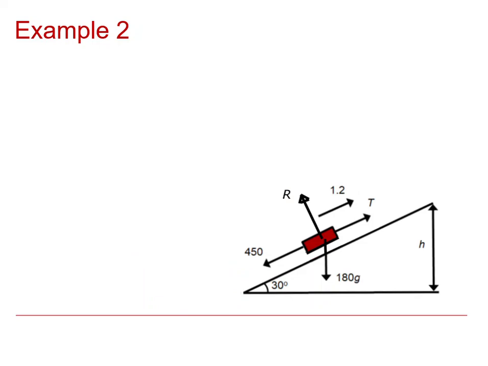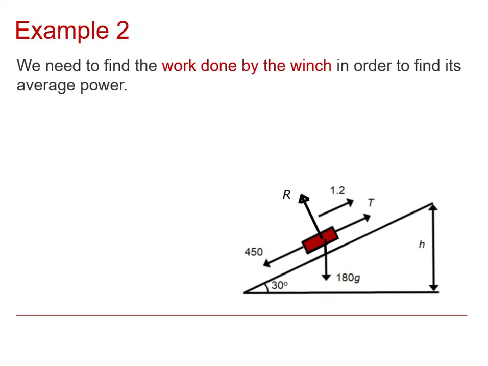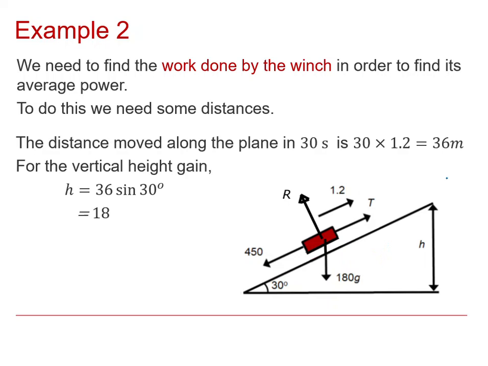In order to do the calculation of work done over time, we'll need to know what the distances are, and that means we'll need to do some basic calculations involving speed and time. So if we've got 30 seconds and a speed of 1.2 meters per second, we'll have travelled 36 meters. Now that's the distance up the slope, and that will be essential to work out the work done by the friction and by the tractive force.